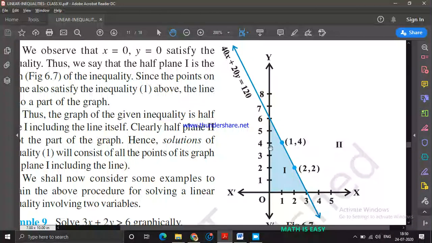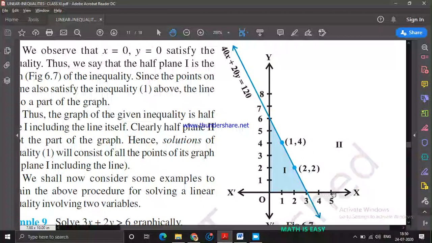Now, how do I decide whether it is on this side of the line or on the right side of the line? This is the right side and this is the left side, everywhere below this line. So you take any point either here or here. For example, here the point is (1, 1). The x value is 1, the y value is also 1. So 40 plus 20, 60. Is 60 less than 120? Yes. So that means the solution set will be the below one.